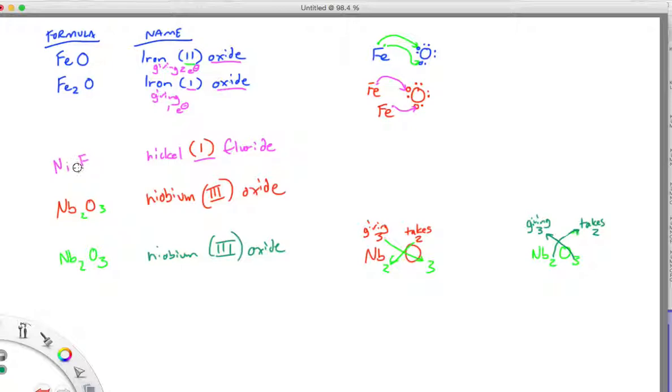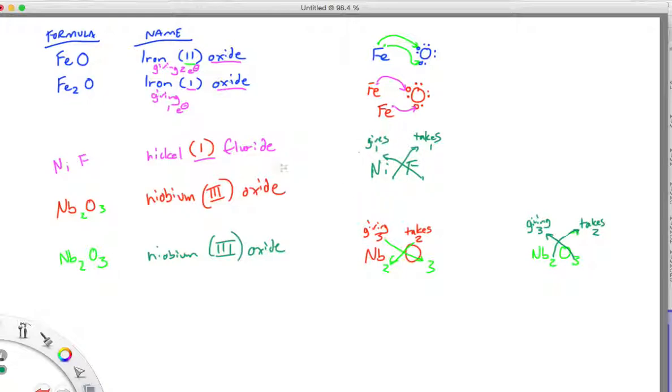Like the Ni2F2, you wouldn't be given that. You'd just be given NiF because it reduces. So if you've got Ni and you've got F, that means with the little ones down here that are invisible, you would reverse crisscross those. And that means it would be giving 1, gives 1, and this would be taking 1, takes 1. Yeah, that makes more sense.